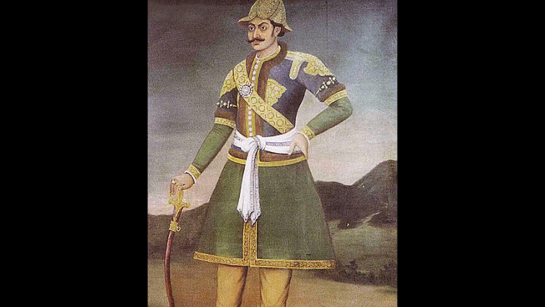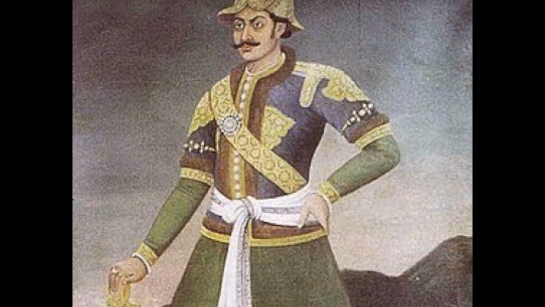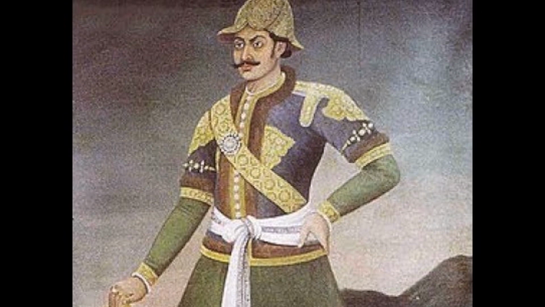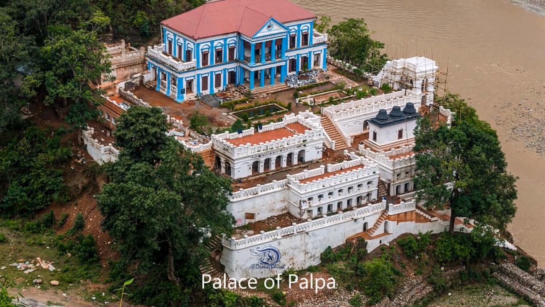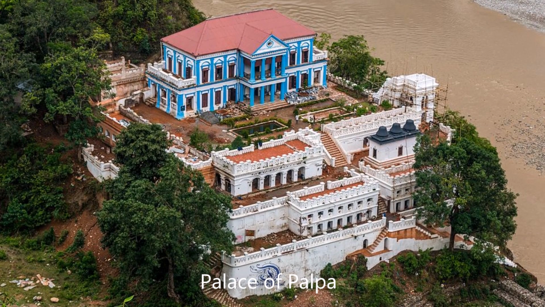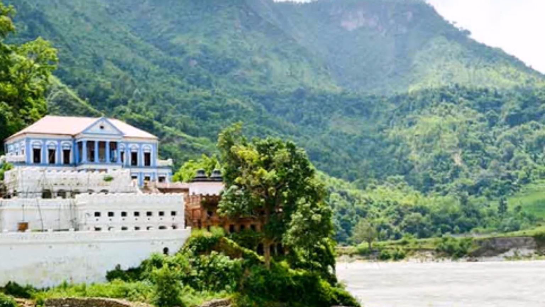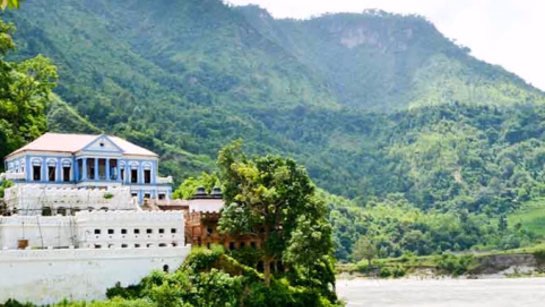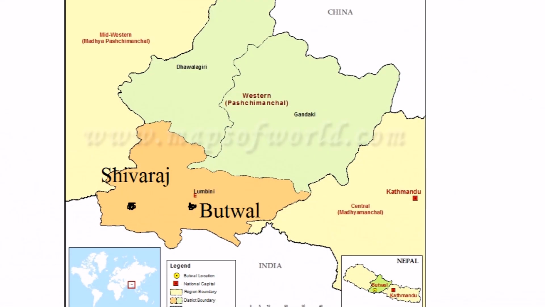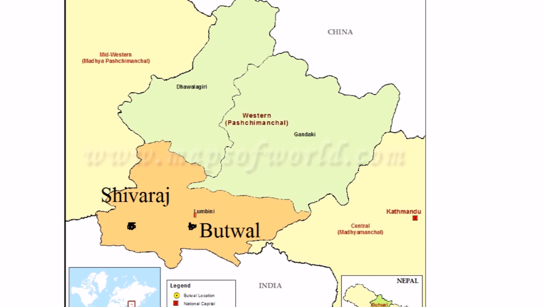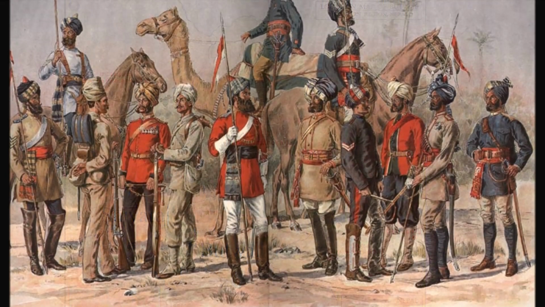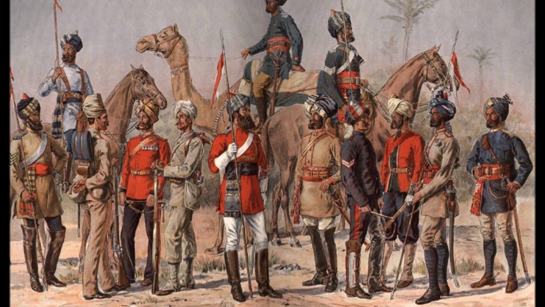Bhimsen Thapa then sent a troop under the command of his father, Amar Singh Thapa, in 1806 to Palpa. Thus, Palpa, which was the last of the Chaubishe Rajya, was annexed to the Kingdom of Nepal. Amar Singh Thapa was made the governor of Palpa and he annexed Butwal and Sivaraj to the Kingdom of Nepal. But this annexation of Butwal and Sivaraj was opposed by the British and they prepared for war against Nepal.